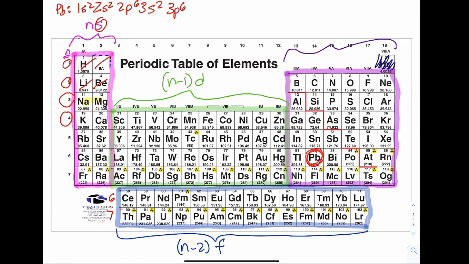I'm now on period 4, 4s2. After 4s2 comes D's. I need to subtract 1, so 3d10. And now I'm back into my P block, which I don't subtract 1 from. This was just 4p. And there's going to be 6 of those. 1, 2, 3, 4, 5, 6.